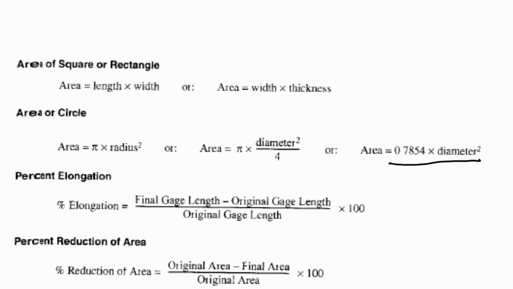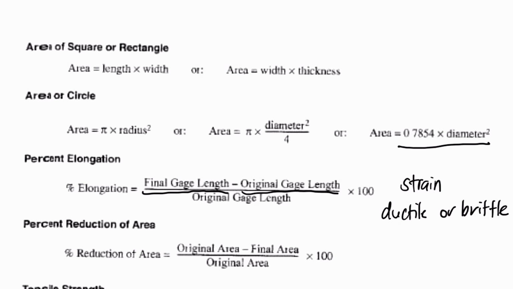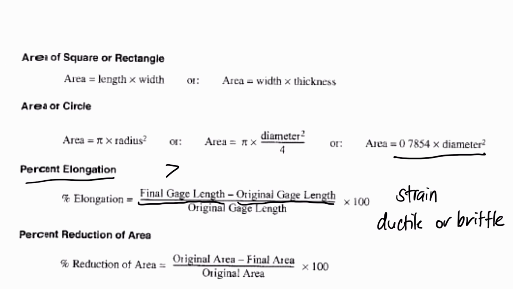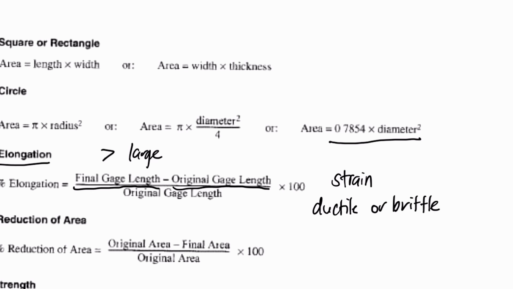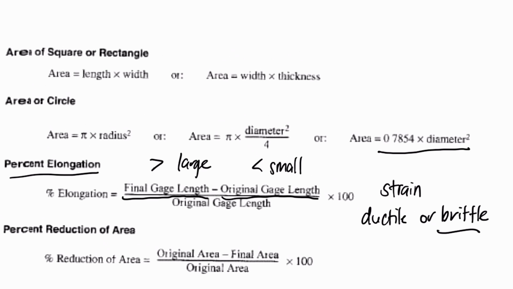Percent elongation is defined as the measure of the difference between the final gauge length and the original gauge length divided by the original length of the specimen. This is a measure of strain and can determine if the body is ductile or brittle. Meaning to say, if you have a large percent elongation, the body is more ductile, meaning it can stretch more before it will break. But if you have a small percentage elongation, meaning the specimen broke at a smaller length, that specimen is brittle. So it determines the ductility of the specimen.